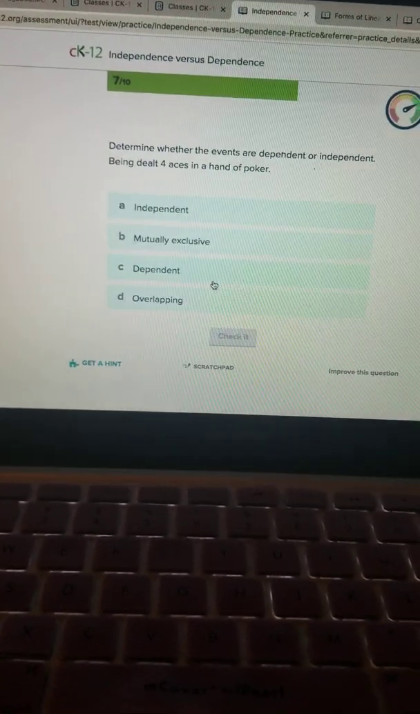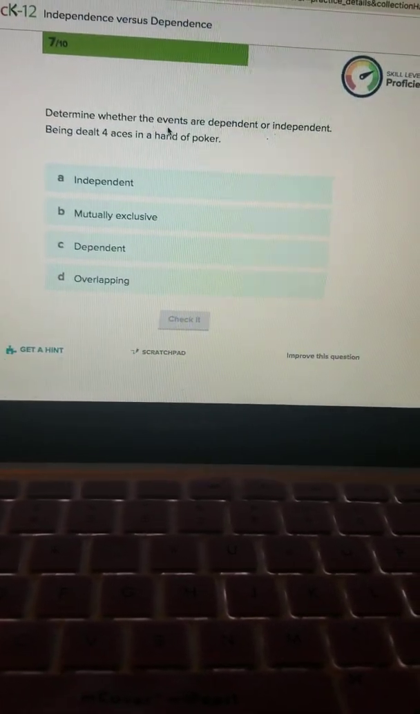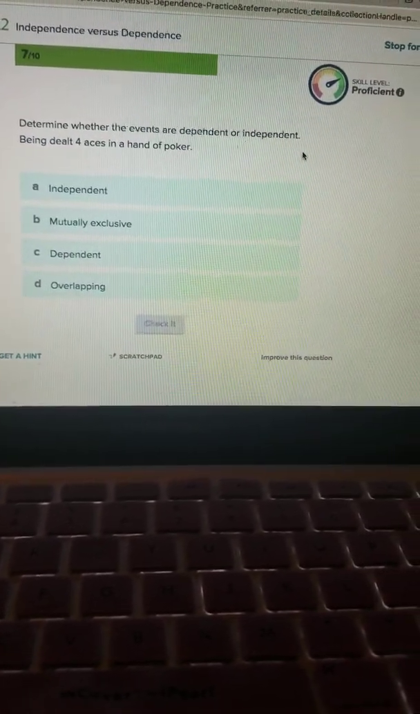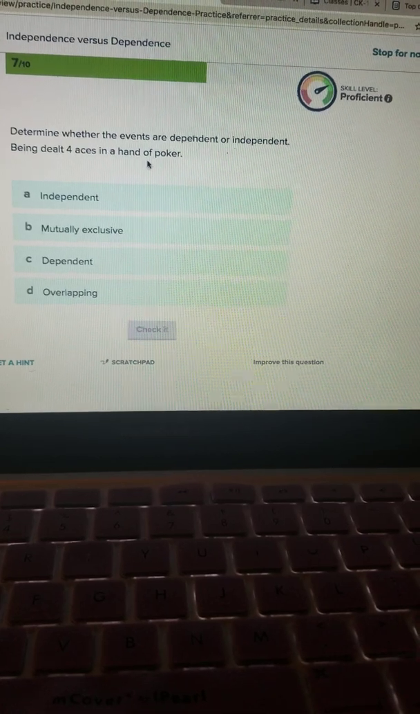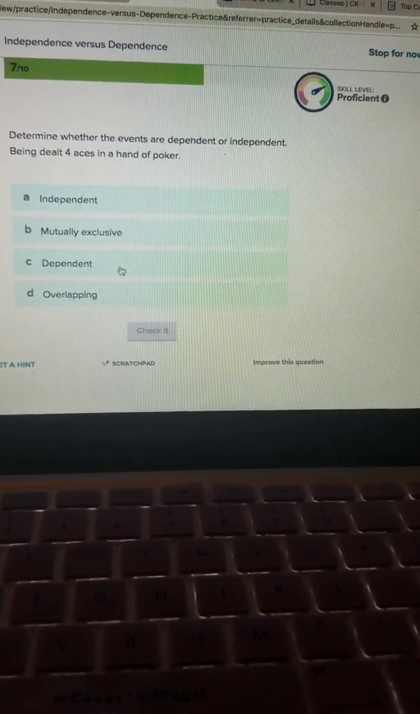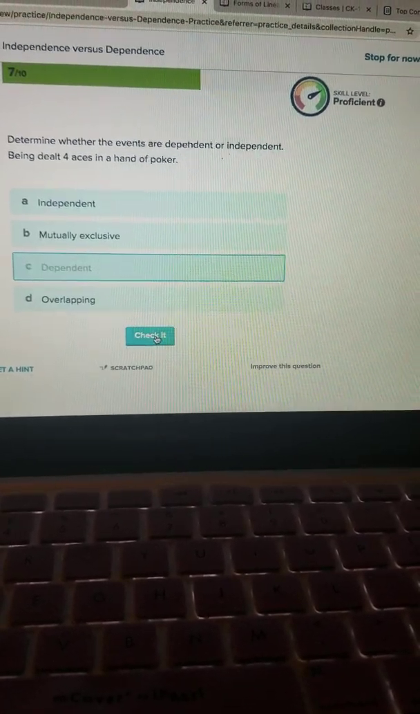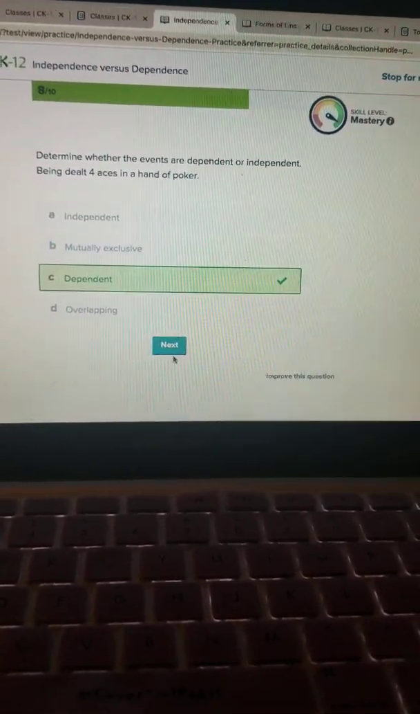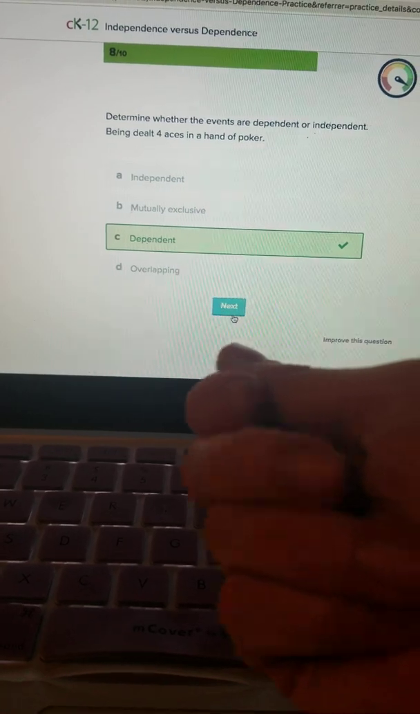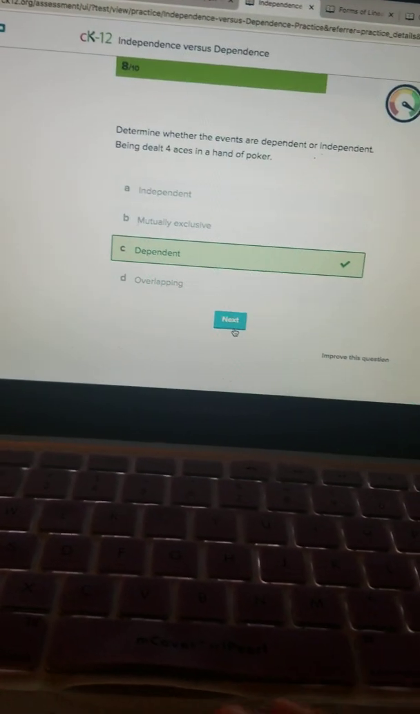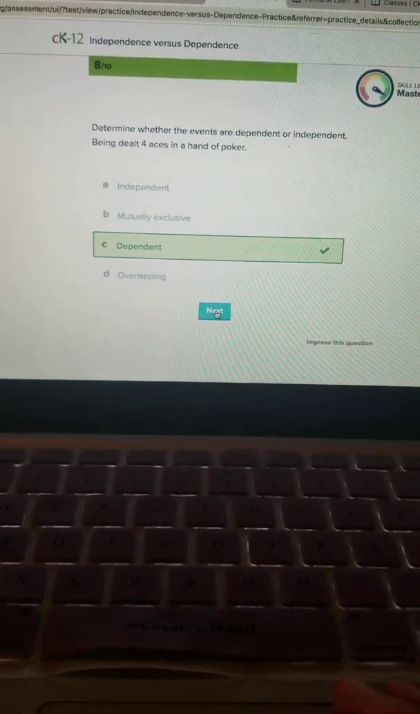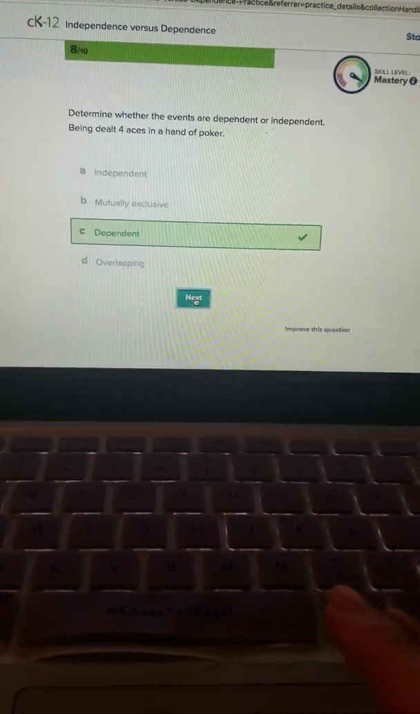Okay, using our brains. Determine whether the events are dependent or independent. Being dealt 4 aces in a hand of poker. Dependent, I guess, on what other people get. That's why you don't get 5 cards in a row. They deal them out to different people, so it's not in a row. So that's why. Okay.